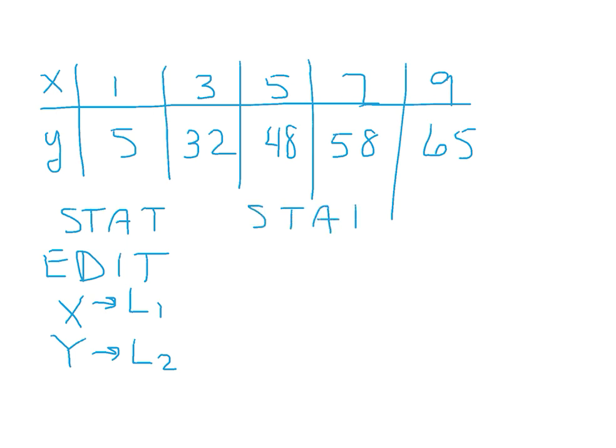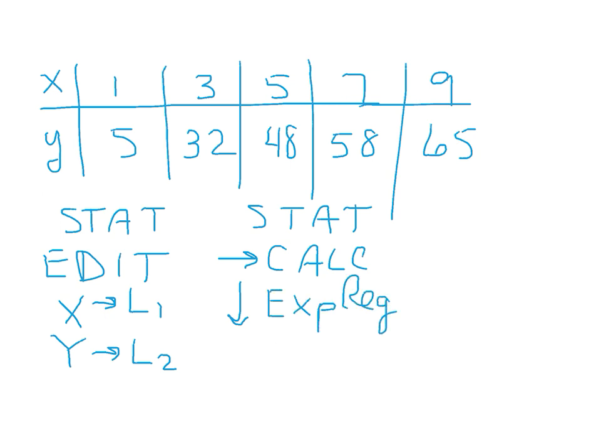Then you push stat again. How do I get to the calc menu? You go over to the right, 1 space, to calc menu. And then where? You go down to EXP reg, which is exponential regression. And depending on your calculator, if you've got an older one, it should start working right then and give you the answer. If you have a newer one, you have to go down to where it says calculate and then hit enter. And you should get an answer.